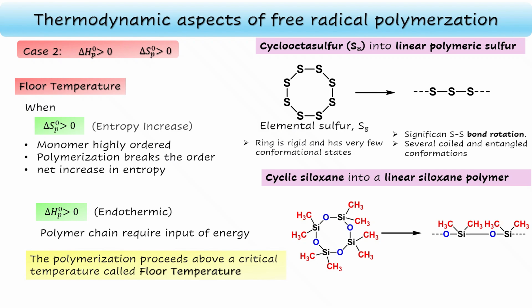Because the reaction is endothermic, that is delta Hp is greater than 0, and entropy increases, meaning delta Sp is greater than 0, polymerization in this case is only favorable above a certain temperature, known as the floor temperature. Below this temperature, the reaction won't proceed. So unlike the ceiling temperature, which sets an upper limit, the floor temperature sets a lower threshold for polymerization to occur. This highlights how molecular structure and conformational freedom can dramatically influence the thermodynamics of polymerization.